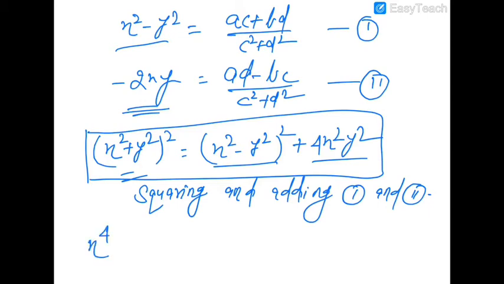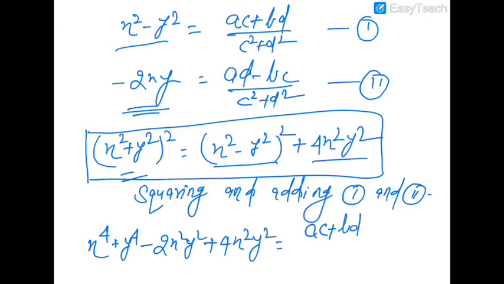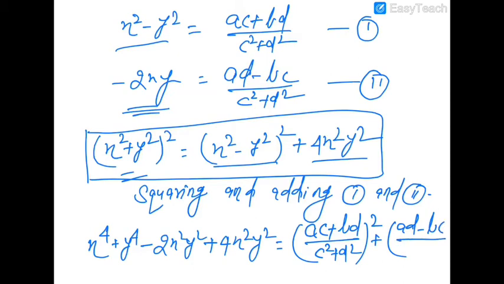We'll be getting x^4 + y^4 - 2x²y² + 4x²y² is equal to, here we'll be getting ((AC + BD) / (C² + D²))² + ((AD - BC) / (C² + D²))². Fine. So this is what we get.